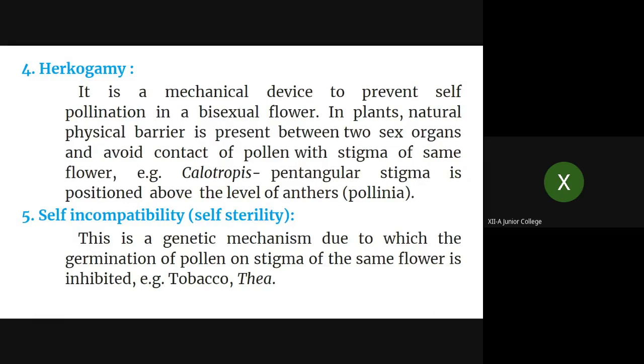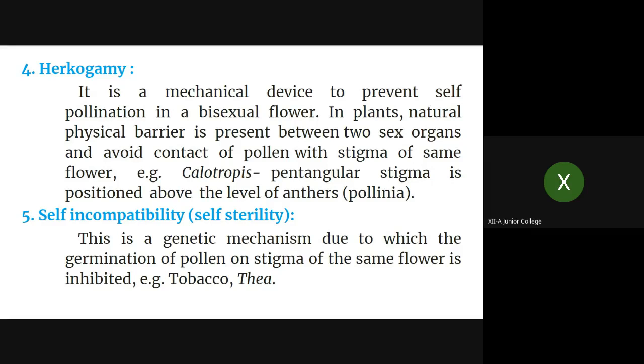So in this Calotropis, the stigma is positioned above the level of the anthers, and so it becomes a physical barrier itself. So that is a mechanical device. It is considered a mechanical device to prevent self-pollination, though the flower is bisexual.